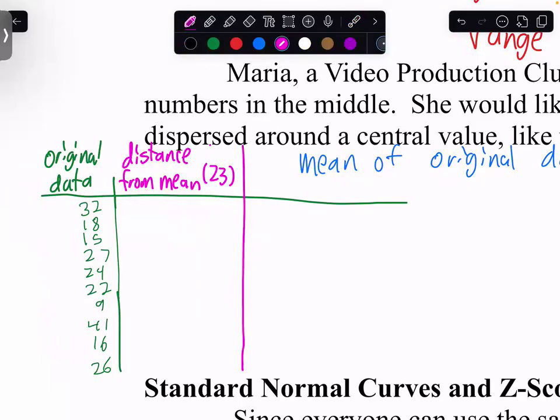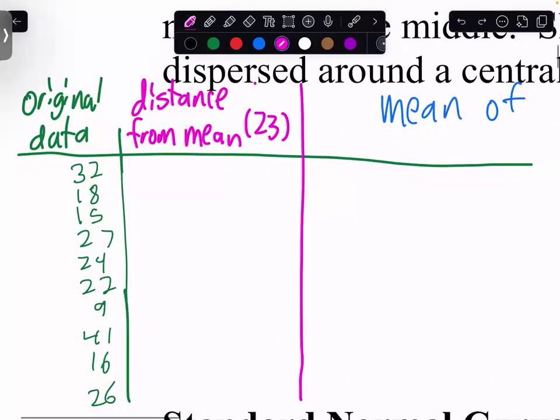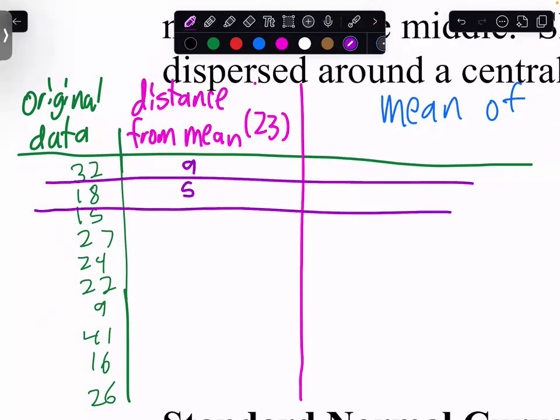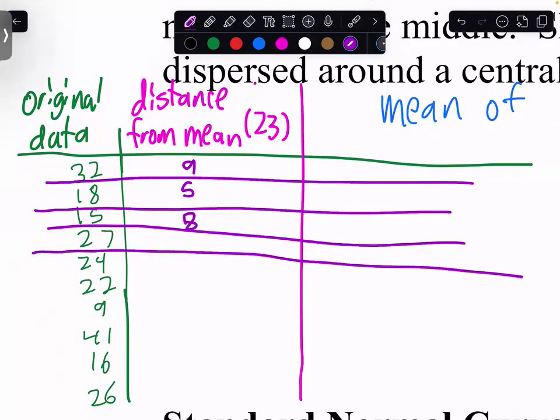Okay, so you just subtract the original data value and the mean, but again, you don't need to worry about positive or negative, right? So like 32 minus 23 is 9. Then you can switch it up. 23 minus 18 is 5. 23 minus 15 is 8. 27 minus 23 would be 4. 24 minus 23, just 1, and so on.